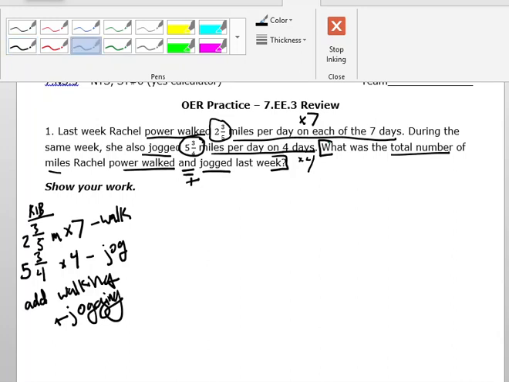So I'm going to do the walking in blue. All right, so she walked 2 3/5 miles times 7, okay? And I'm going to change this to an improper fraction, and then I'll put this over 1 so that I can multiply across. So 2 times 5 is 10 plus 3, so this is going to give me 13 over 5, which is equivalent to 2 3/5, times 7 over 1, okay? And then I'm going to do 13 times 7, because I'm going to multiply right across.